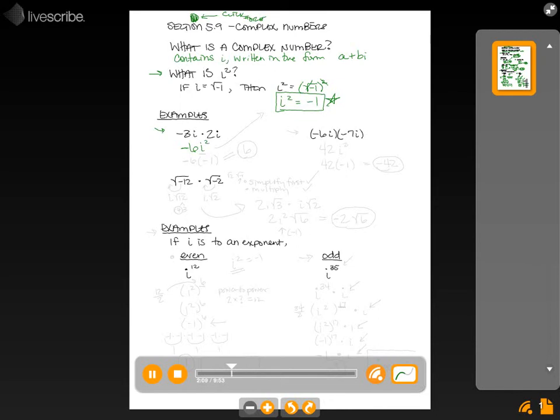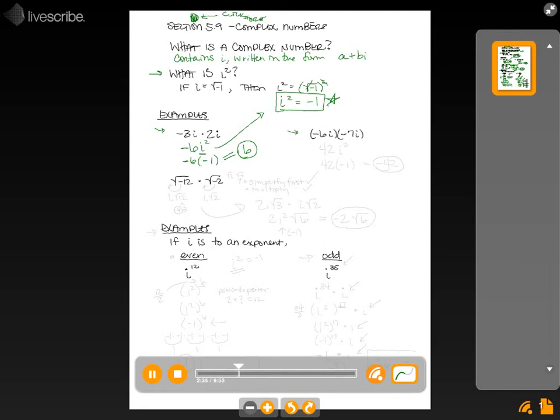Now we're not quite finished because we just figured out that i squared is -1. So we're going to rewrite this now. -6 times -1 gives me the answer of 6. And that would be the answer to this problem. Okay? So we multiplied two complex numbers together and we got a whole number. We got the number 6. That's a real number.